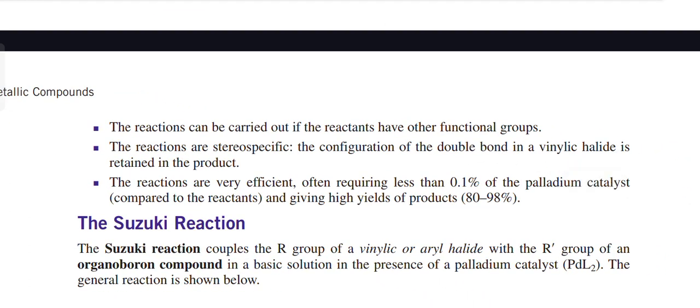The reactions can be carried out if the reactants have other functional groups. The reactions are stereospecific. The configuration of the double bond in a vinylic halide is retained in the product. The reactions are very effective, often requiring less than 0.1% of the palladium catalyst compared to the reactants and giving high yields of products, around 80 to 98%.